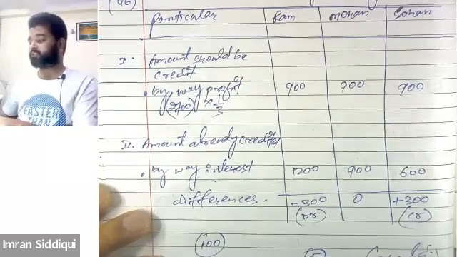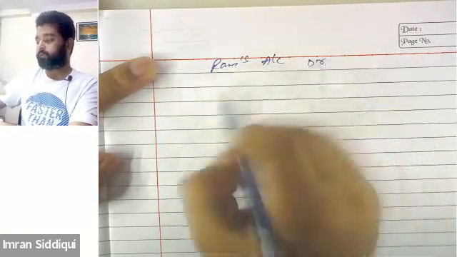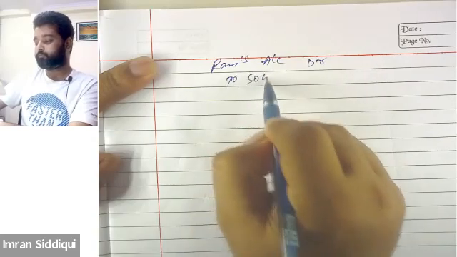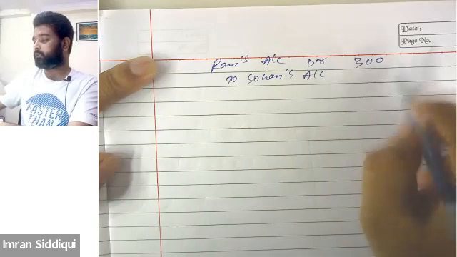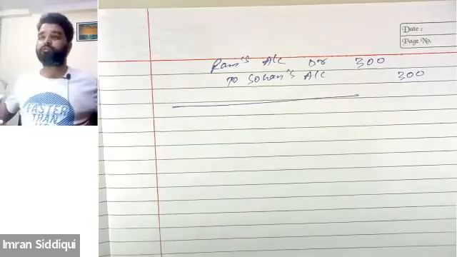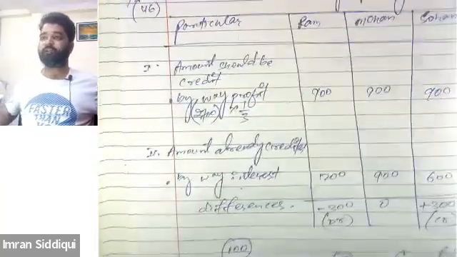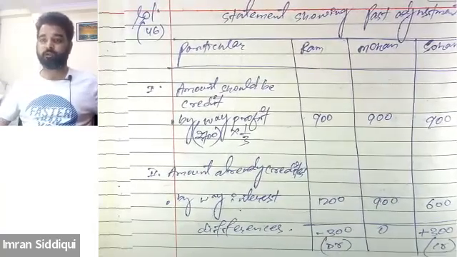Now we will pass the general entry. Ram's account debit to Sohan's account, 300 debited, 300 credited. This is how we will be solving this question. Tell me guys, is this clear to everyone? Anybody having any doubt? Is it clear to all of you, Hiba, Mariam?